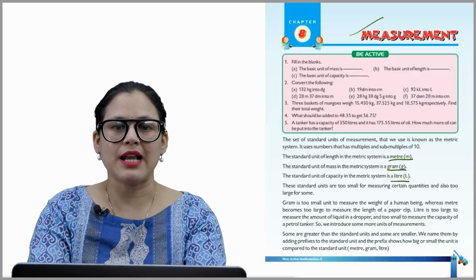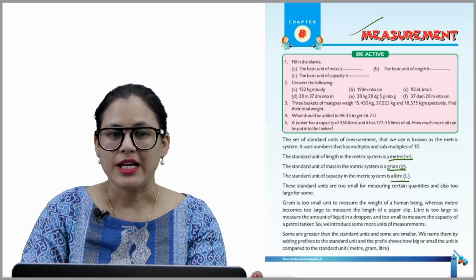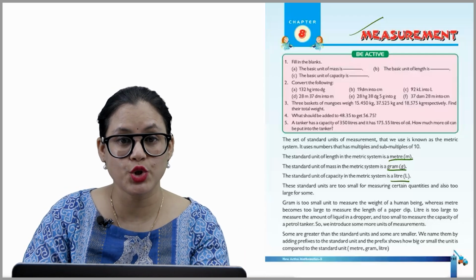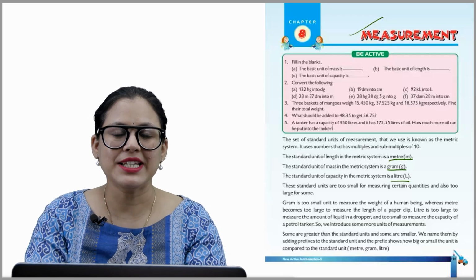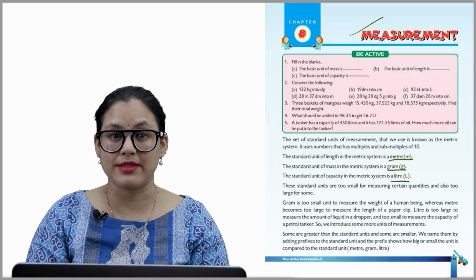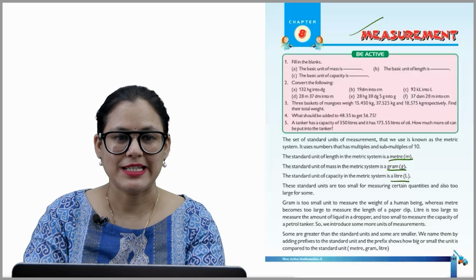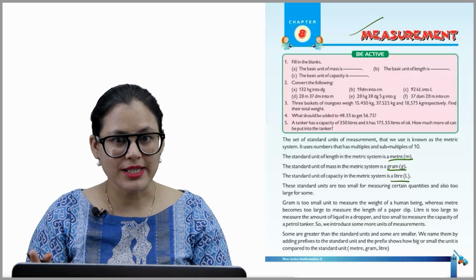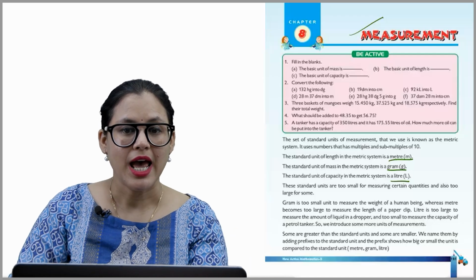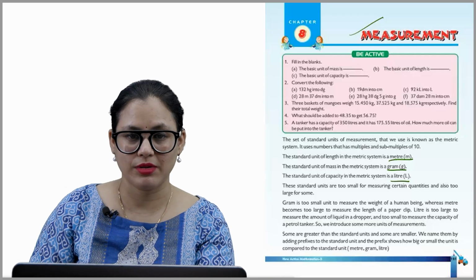Okay. These standard units are too small for measuring certain quantities and also too large for some. Gram is too small a unit to measure the weight of a human being, whereas meter becomes too large to measure the length of a paper clip. Liter is too large to measure the amount of liquid in a dropper and too small to measure the capacity of a petrol tanker. So we introduce some more units of measurement. Some are greater than the standard units and some are smaller. We name them by adding prefixes to the standard unit, and the prefix shows how big or small the unit is compared to the standard unit, right?